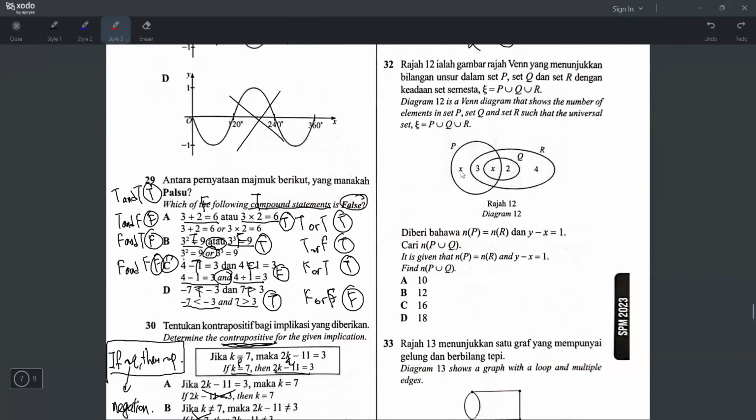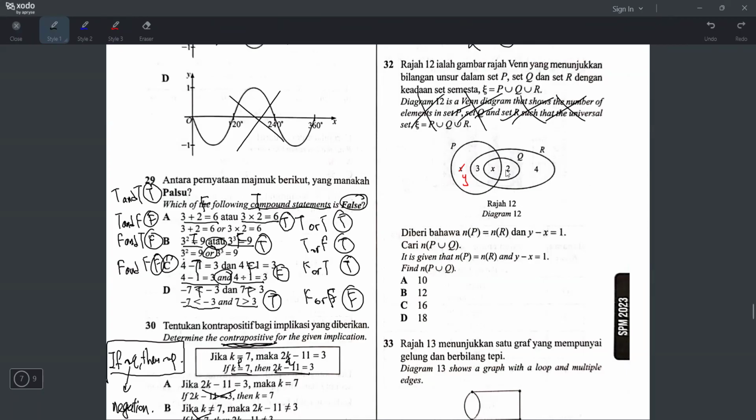Okay, 32 ada masalah. Yang ini tukar jadi Y. Okay, yeah. So dia silap sini. This should be Y. Okay, let's do it. Diagram 12 is a Venn diagram that shows the number of elements in P, Q, R such that universal set is P union Q union R. Okay, this one tak ada information sini. So ini boleh skip. So terus baca bawah. It is given that n(P) is n(R) and Y minus X equals 1. Find the n for P union Q.